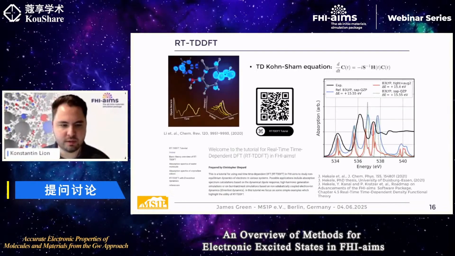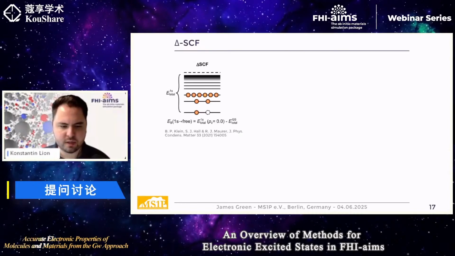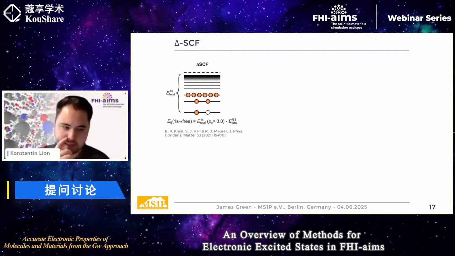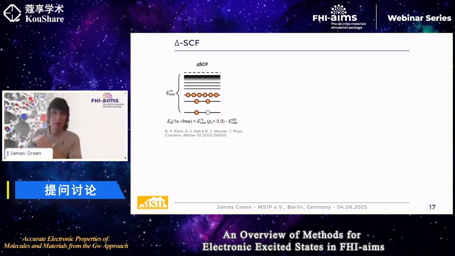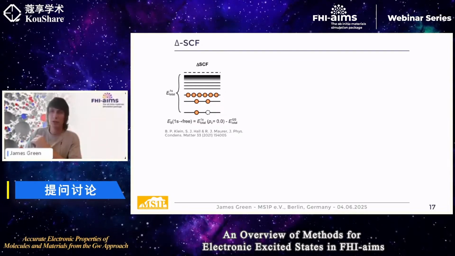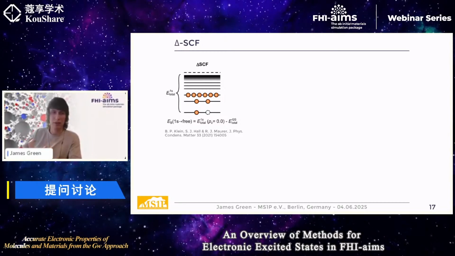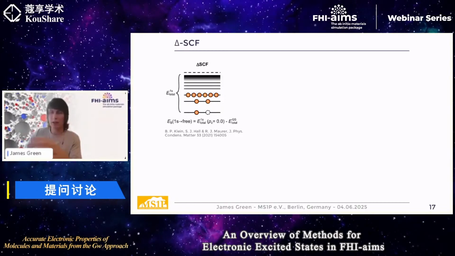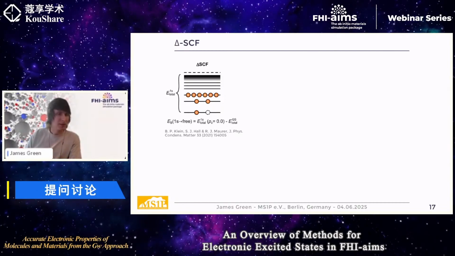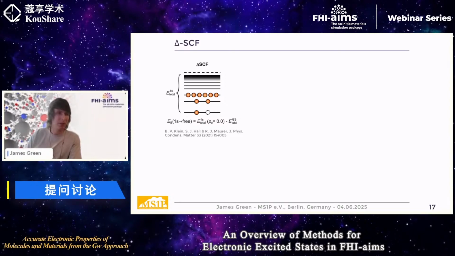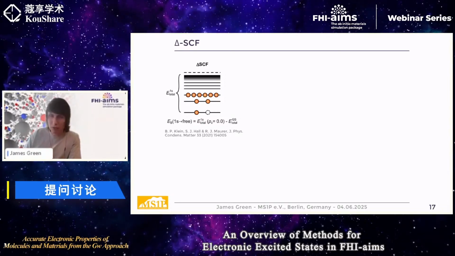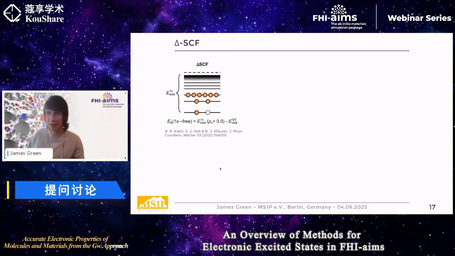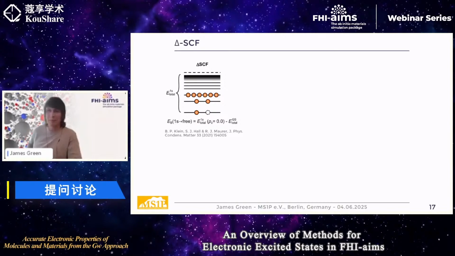Then we have another question. How are the numeric radial basis functions calculated? Okay, we have different options for these. There are hydrogenic functions or ionic functions, and they're essentially tabulated based on the orbitals that they correspond to. Maybe Volker can chime in with more of the exact details.